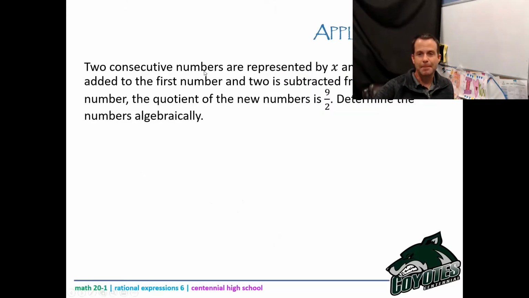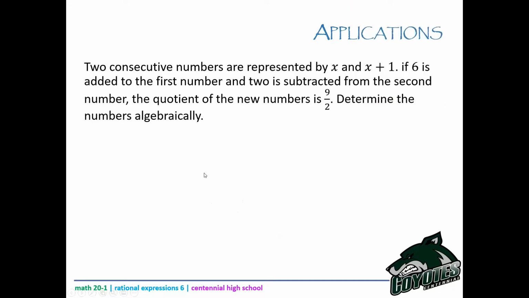Okay, here's the first one, and I'm just going to hide my face for a minute so that you can read the question if you don't have a book and you're working along with this video. Two consecutive numbers are represented by x and x plus 1. If 6 is added to the first number and 2 is subtracted from the second number, the quotient of the new numbers is 9/2. Determine the numbers algebraically.